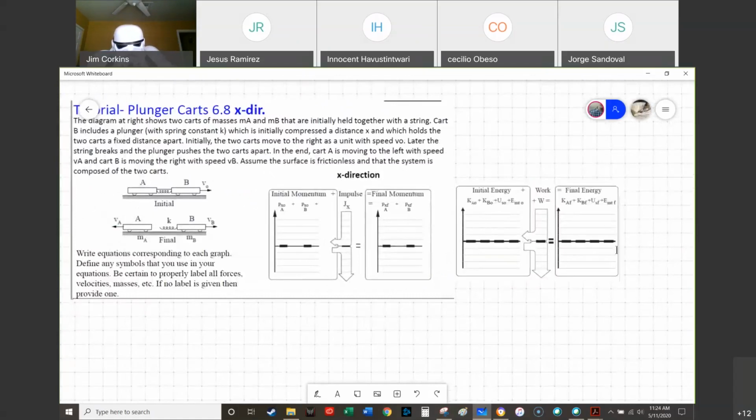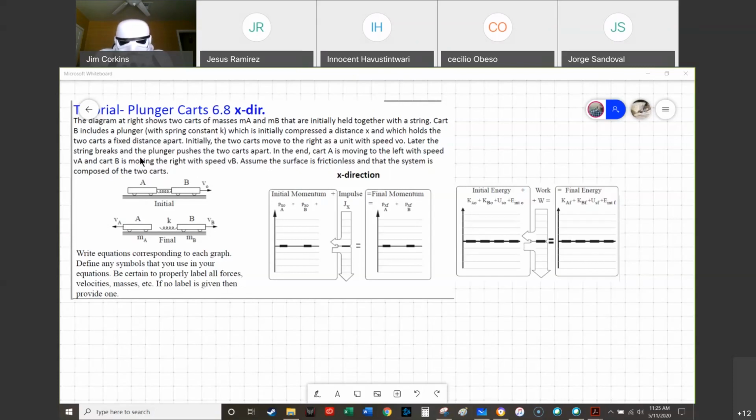All right, let's do this. The diagram shows two carts of mass A and B that are initially held together with a string. This includes the plunger, which is the spring, with the spring constant K, that is initially compressed to distance x. They are not moving in the beginning.